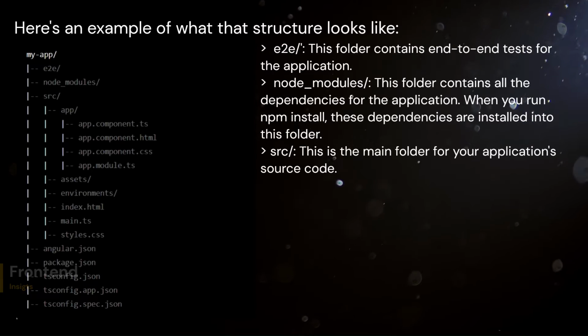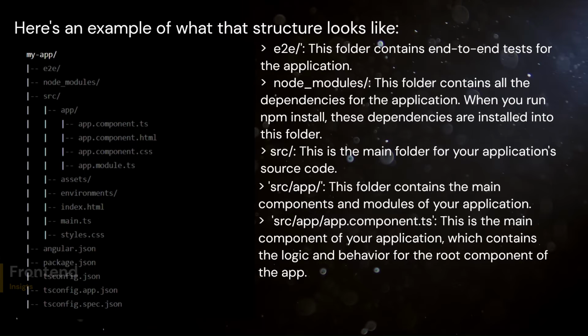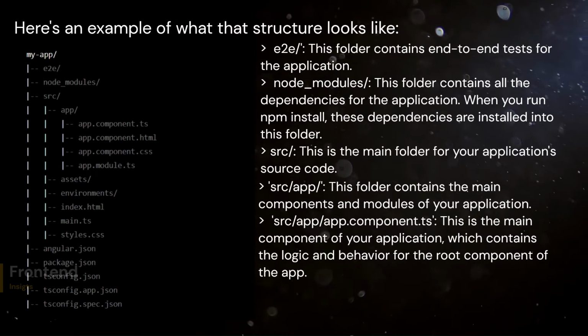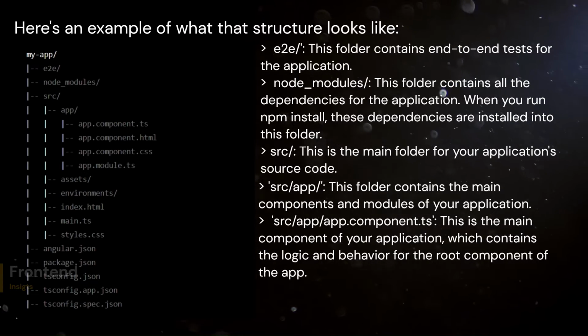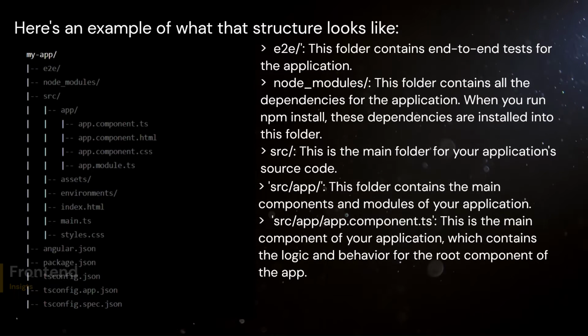Node_modules, this folder contains all the dependencies for the application. When you run npm install, these dependencies are installed into this folder. src, this is the main folder for your application's source code. src app, this folder contains the main components and modules of your application.